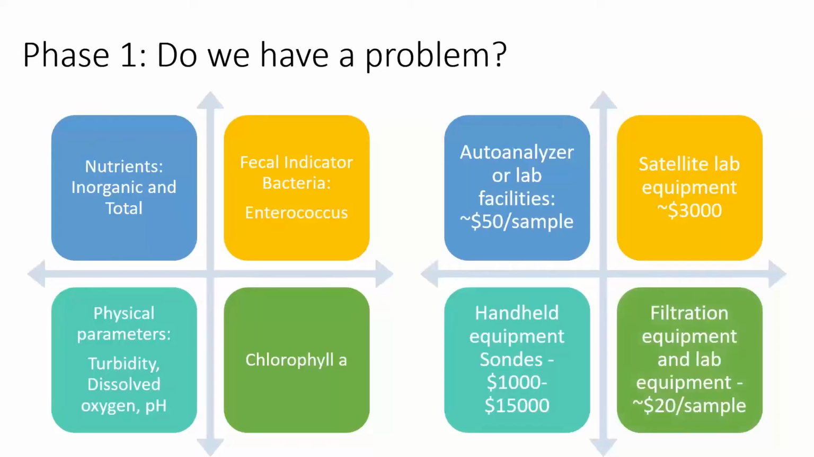And then for that phytoplankton indicator, the chlorophyll A, you need filtration equipment and lab equipment. And if you're sending it off to a lab, it's generally around $20 per sample. And these numbers are all in US dollars. I just wanted to give you guys a range for what those initial tests look like.